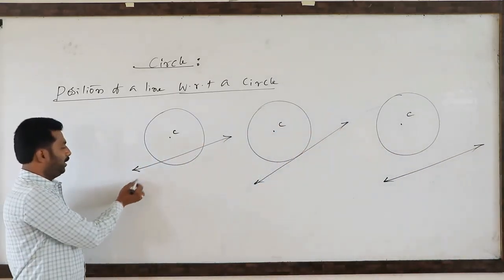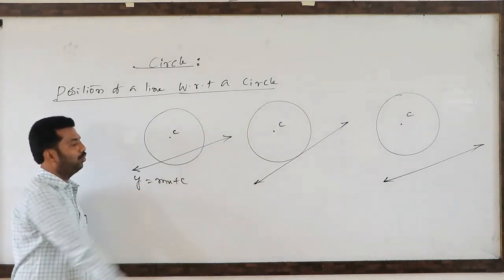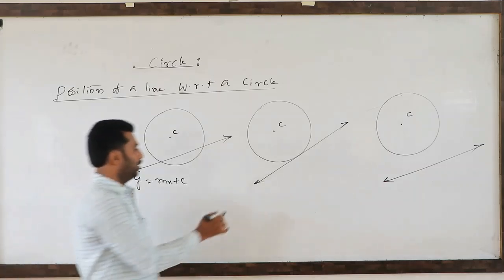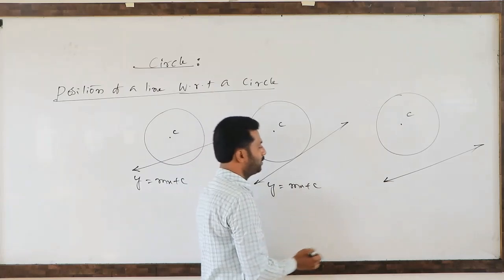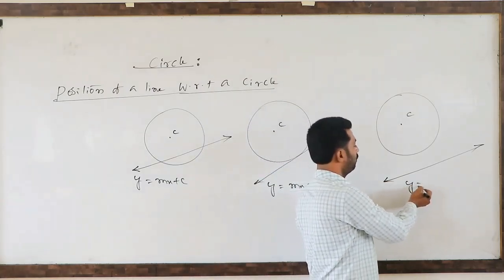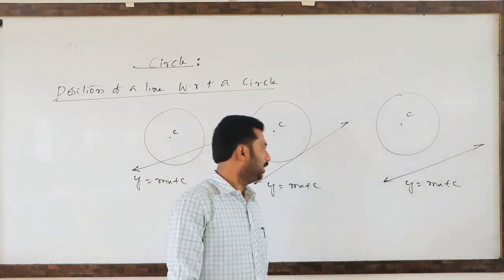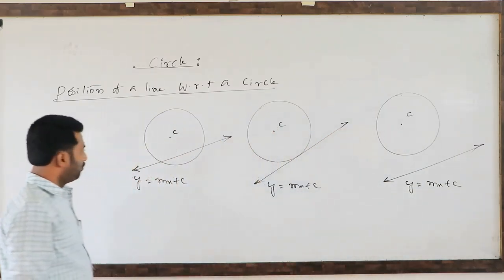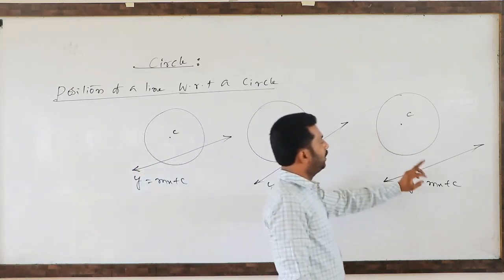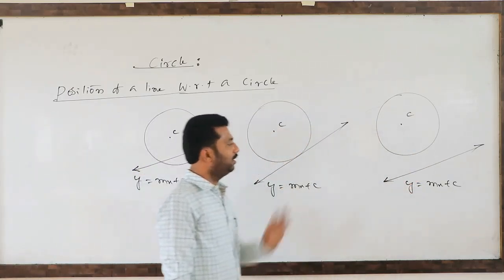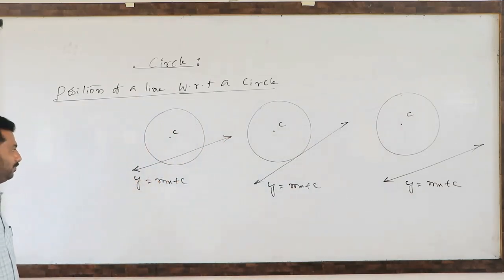Suppose this line is y equal to mx plus c, I am taking slope intercept form. This is also y equal to mx plus c. So three cases you observe. This line intersects the circle, this touches the circle, and this neither intersects nor touches. That is the position of a line with respect to the circle.